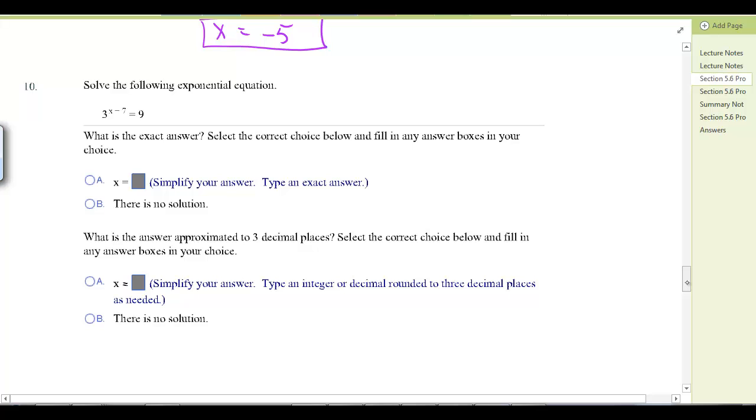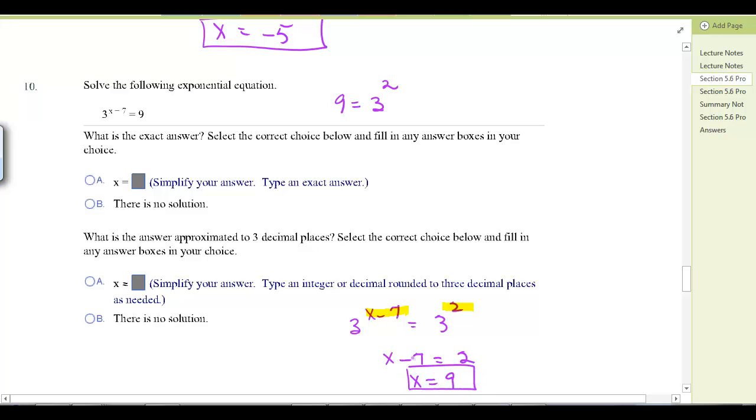Solve this one. Okay, now this we get to use a little bit different technique. What is the exact answer and what's the approximate answer? So this one's actually pretty easy. You could write 9 as this base to some power. We could write that as 3 squared. Okay, so when we rewrite that, we have 3 to the x minus 7 is equal to 3 squared. And we're back to that idea that if the bases are the same, that these guys have to be equal. So we have x minus 7 equals 2. Add 7 to both sides, you get x equals 9.